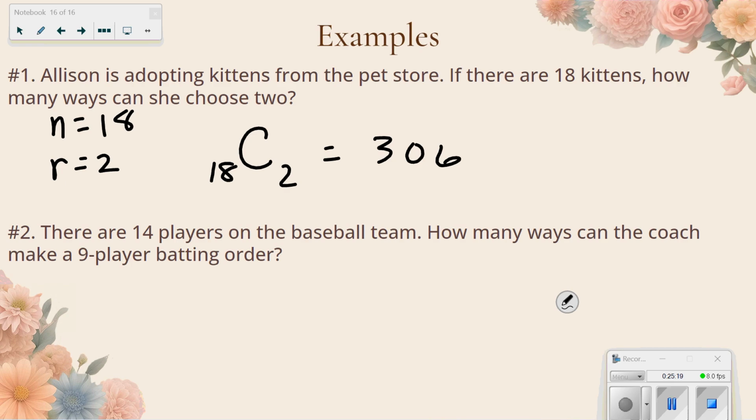I don't know, I haven't done it. 18. And then the C2. Was that the other one? Was it 152? 153?